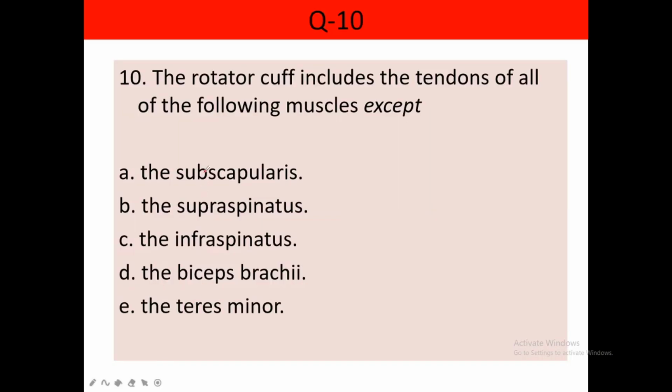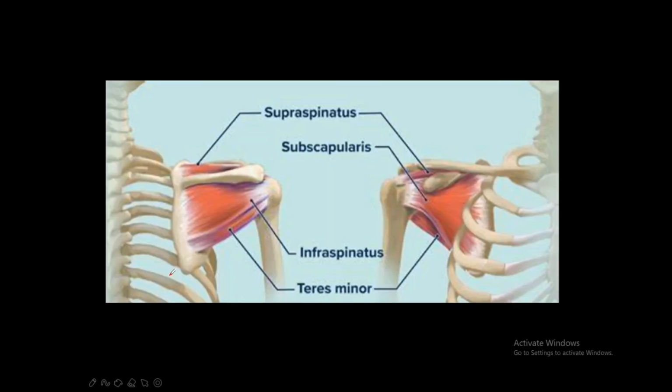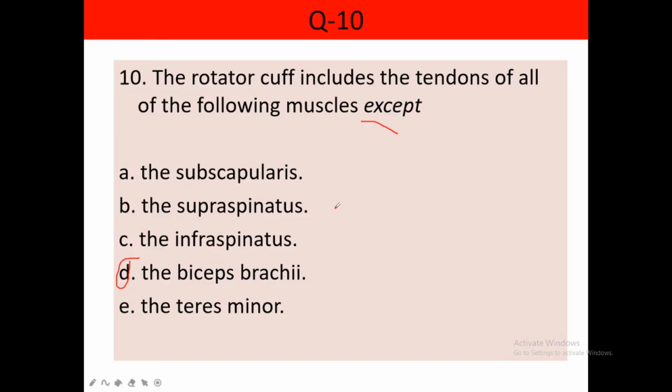Question number 10. The rotator cuff includes the tendons of all of the following muscles except. So we need to choose one. Which one is not correct? You see here, the biceps, but what is it doing here? So that we need to choose as the answer. Supraspinatus, infraspinatus, subscapularis, and teres minor are the 4 rotator cuff muscles. The biceps is not. So that is the best answer.